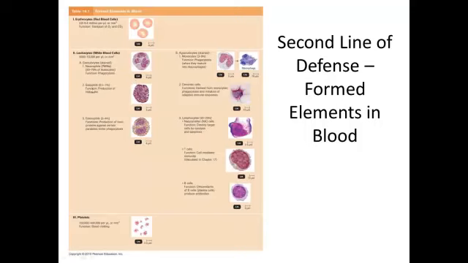Let's move on to basophils. Basophils, when you stain them with a basic stain, their granules will stain. That's why we call them basophils.